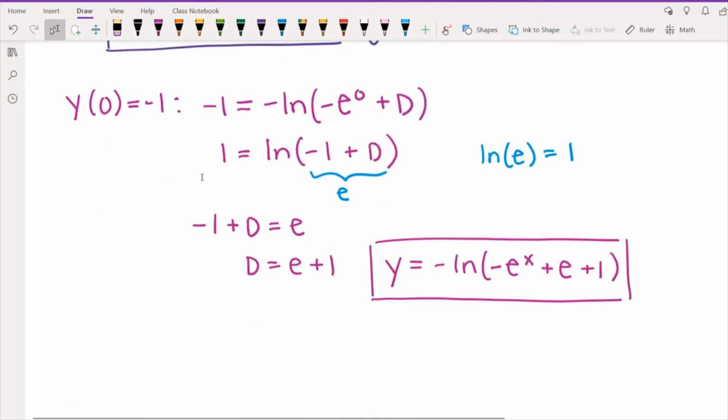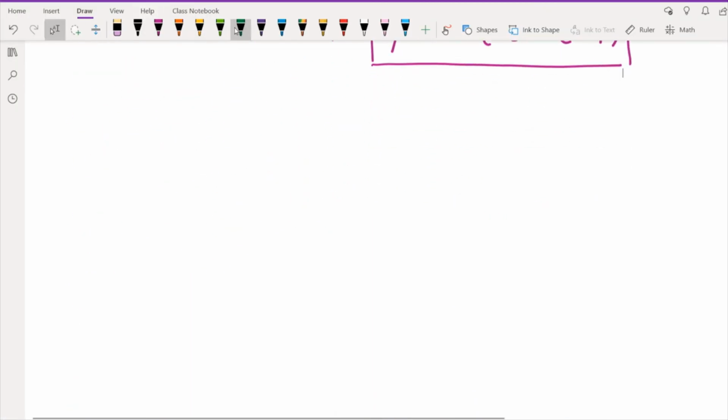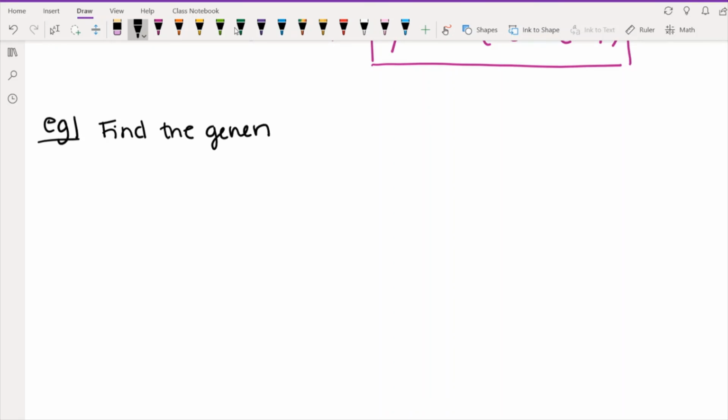Okay, one last example that in some ways is going to be similar to the last one. And this one, let's just do a general solution. So let's just find the general solution to dy/dx is equal to 2y minus 6xy.